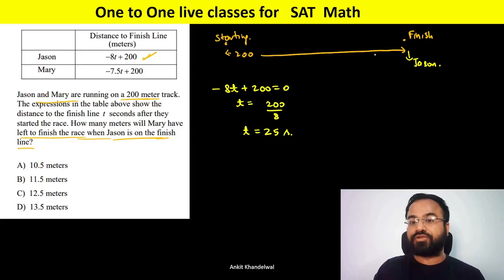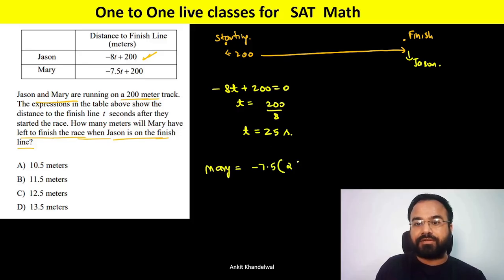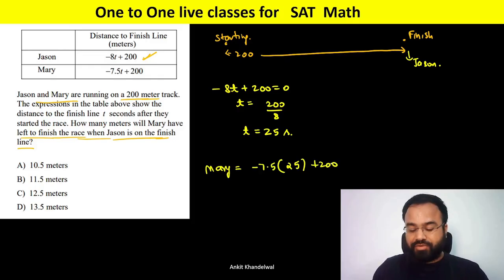there were 25 seconds. So in those 25 seconds, how much distance is left for Mary to finish the race? We can easily figure out Mary's distance from this expression. This is the distance left at 25 seconds. So you just have to put 25 plus 200. Calculate 25 times negative 7.5. So 25 times 7.5 is 187.5, so minus 187.5 plus 200 over here, that is 12.5.